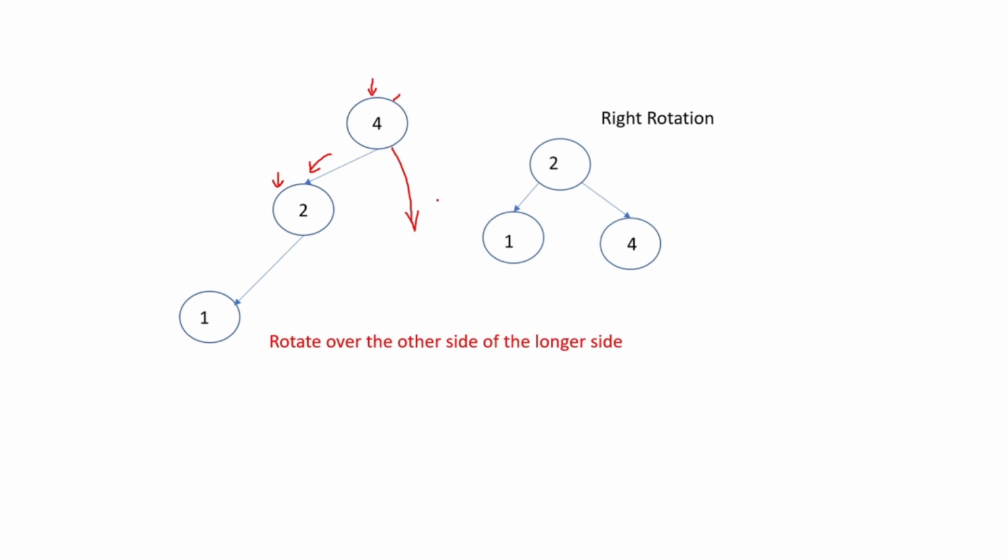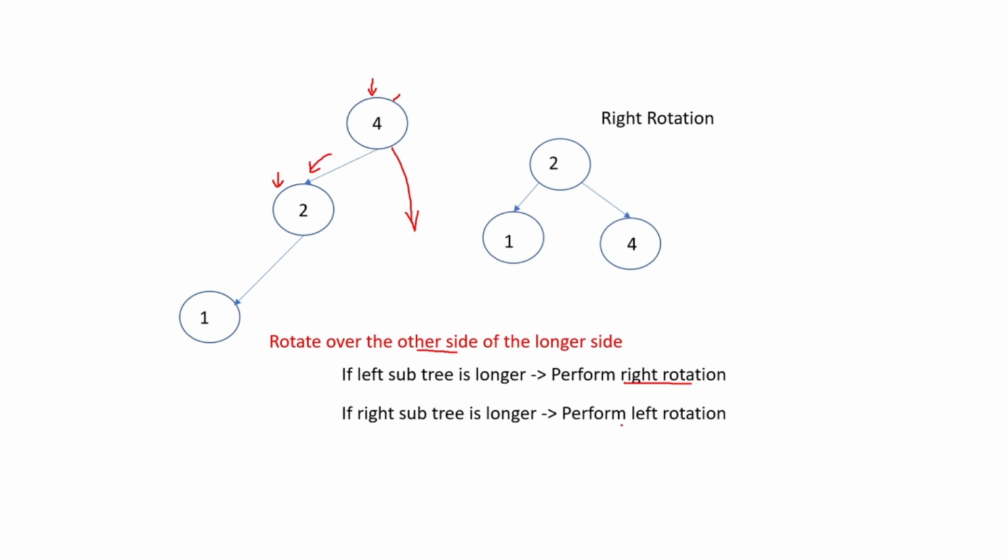So always we will rotate over the other side of the longer side, or we will rotate over the shorter side, in other words. If the left subtree is longer, we need to perform a right rotation, and if the right subtree is longer, we will perform the left rotation. Or in other words, if the x side is shorter, then perform x rotation. You can substitute this value with left or right.